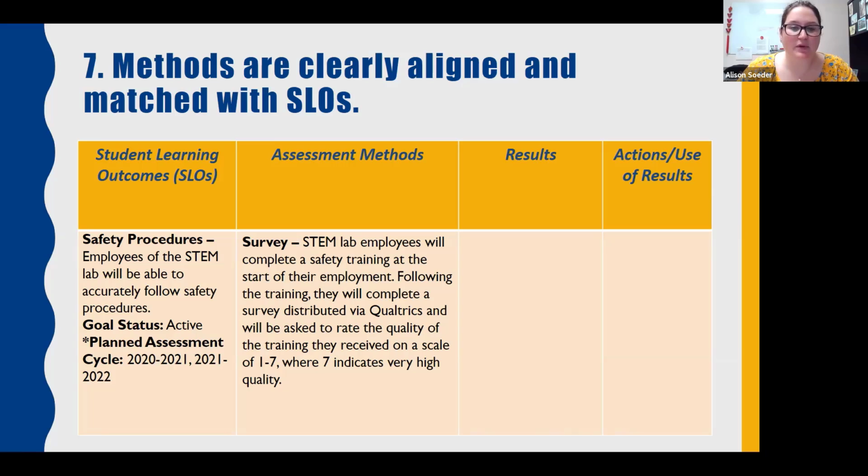The STEM lab employees will complete a safety training at the start of their employment. Following the training, they will then complete a survey distributed via Qualtrics and will be asked to rate the quality of the training they received on a scale of 1 to 7, where 7 indicates very high quality. Our student learning outcome is looking at safety procedures, and they want to assess employees of the STEM lab. Will they be able to accurately follow safety procedures? So as a reviewer, would you mark that alignment as excellent, acceptable, or revised?